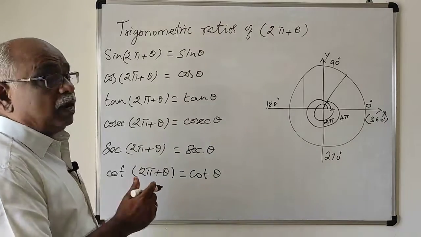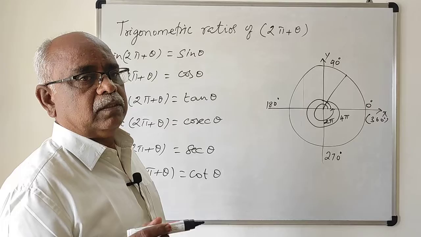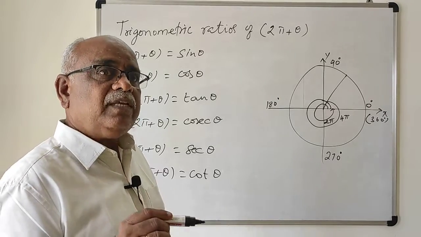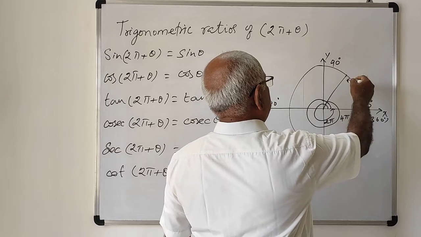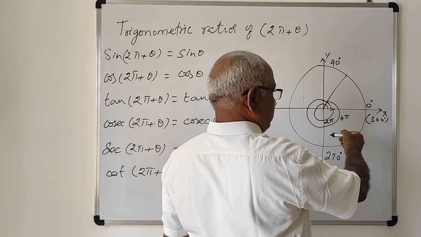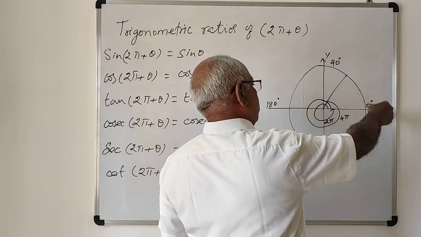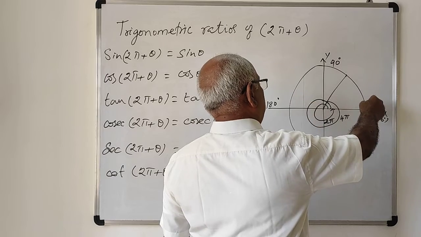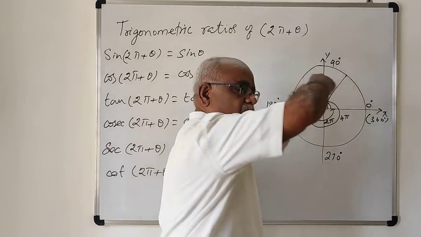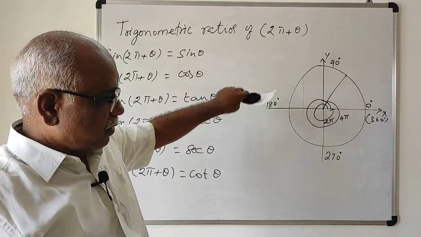Now in this video, finally we conclude with the trigonometric ratios of 360 plus theta. 360 means one complete round plus. 360 minus is the fourth quadrant. 360 plus is again one round completed, one cycle completed, and it is again in the first or second quadrant, it may be. It is one round completed.